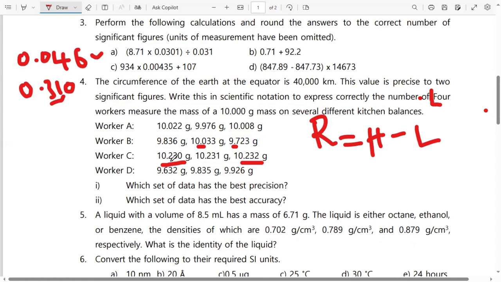So if I punch on my calculator, this minus this, I'm getting 0.002. And then D, what is my highest number? My highest number is this 9.926, and then minus 9.632. What am I getting?